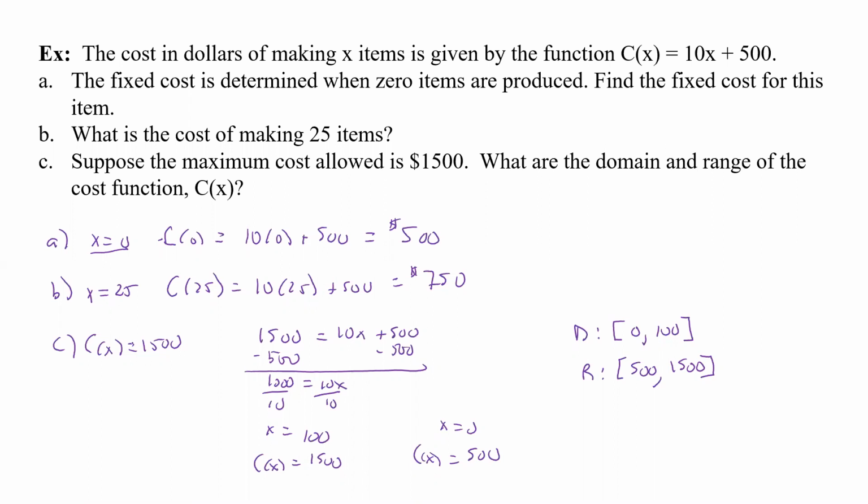So first we had to solve for what the x was at the total maximum cost. And then once we had the max and the min, we could plug those into our domain and range, and we get our values out. And that's all I have for 1.2.